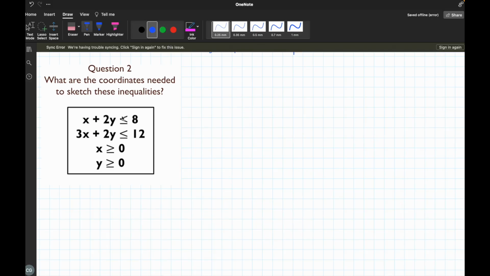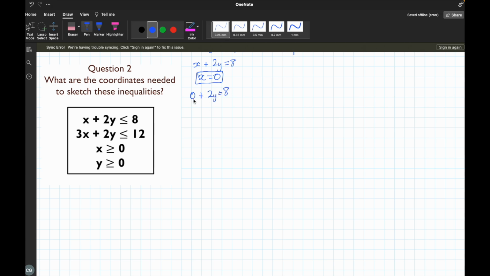Alright, so let's start going through this. So we look at the first part that says x plus 2y is less than or equal to 8. For that one, we'll start off with x being equal to 0. So let's replace this x with 0. Once we do that, we'll have 0 plus 2y is equal to 8.